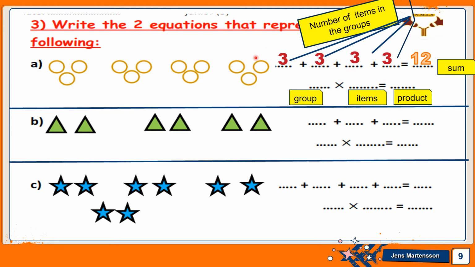And here we can represent it with a multiplication equation. So here how many groups? We have 4 groups. And each group contains how many items? 3, yes. So the product here is what? Is also 12.